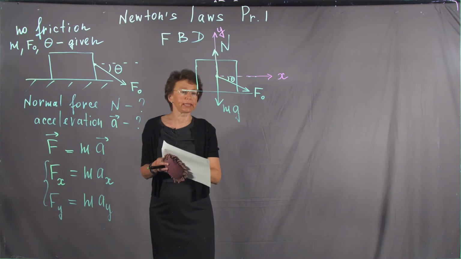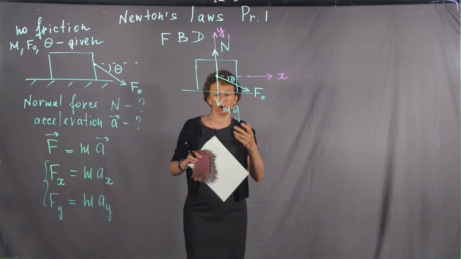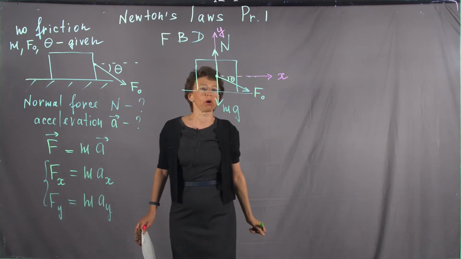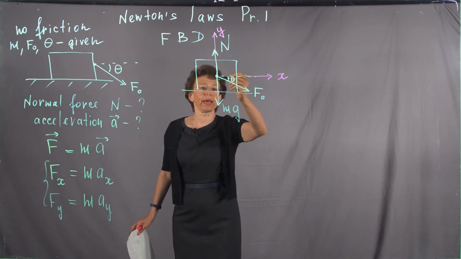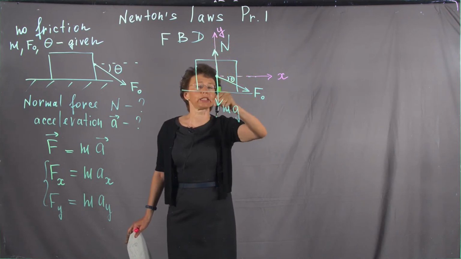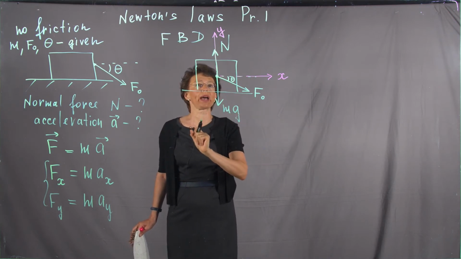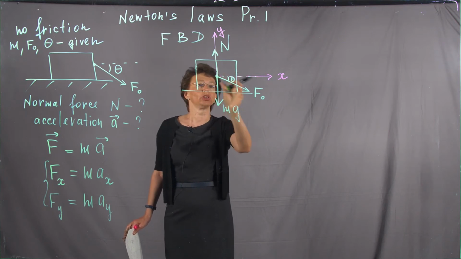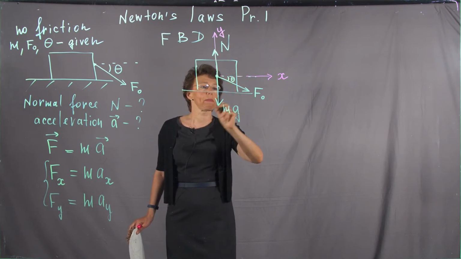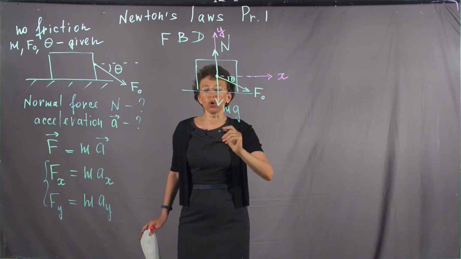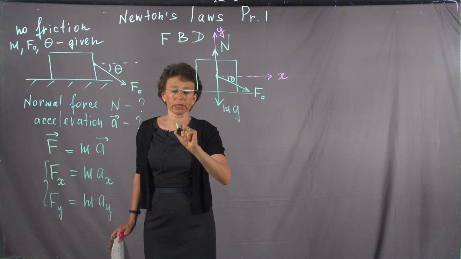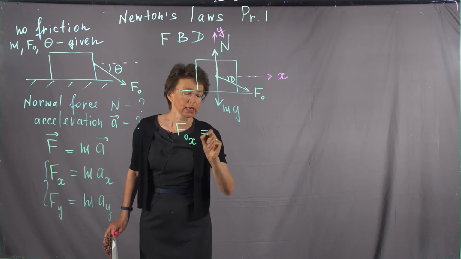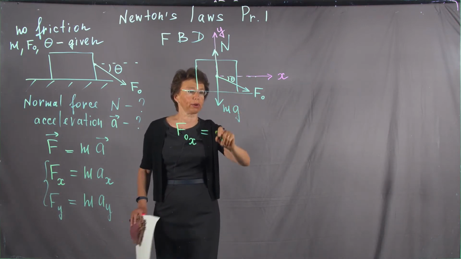Now I'm ready to break all forces into components and write net component in x direction and net component in y direction. So mg is along negative y. It will have just y component. Normal force is along positive y, no x component, only y component. My force F naught will have both components, x and y. And since this is the first problem that we are solving, let's write the components of F naught.